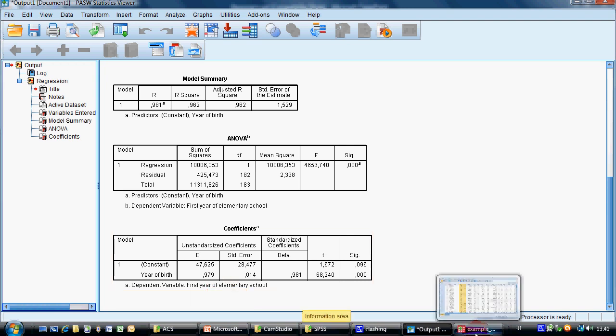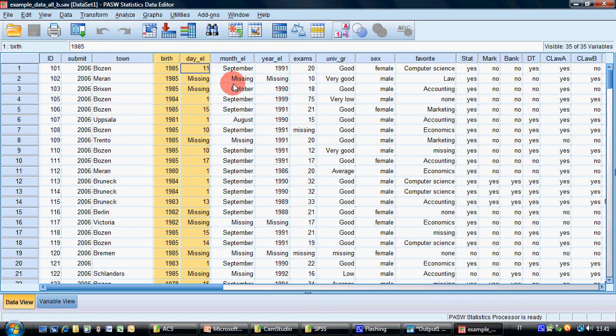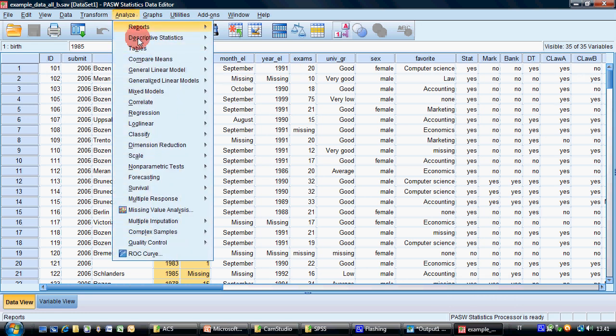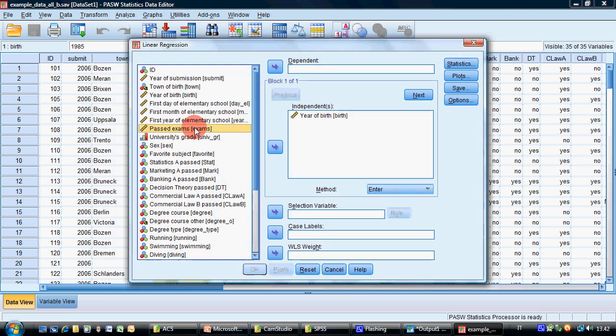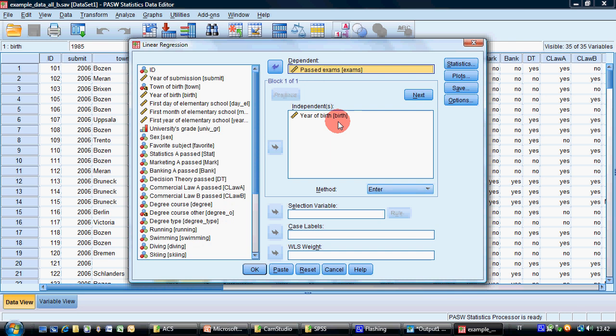Okay. Let's see another one which will not be so good. For example, between passed exams and year of birth. So passed exams must be here. Clearly you cannot invert them, it doesn't make sense. Year of birth cannot be influenced by passed exams. Well, passed exams could be influenced by year of birth.